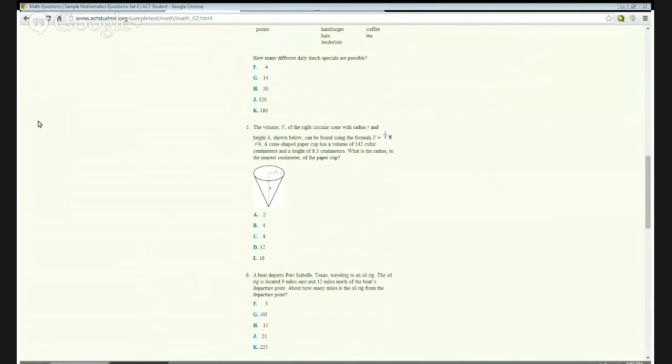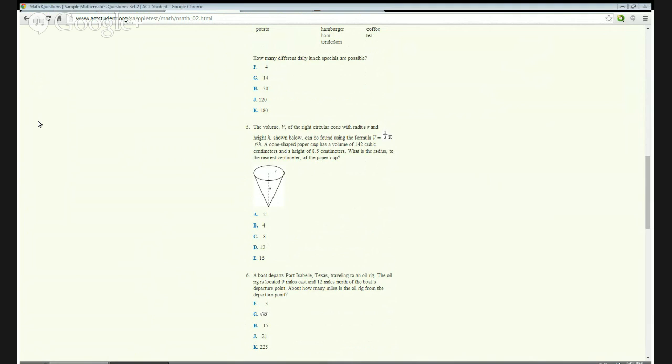So again, this problem is just a simple plug in the numbers that they give you to the formula problem. So what we want to do here is plug in 142 for volume, for V, and then we're going to plug in 8.5 for h, for our height. And we're just going to work through that.